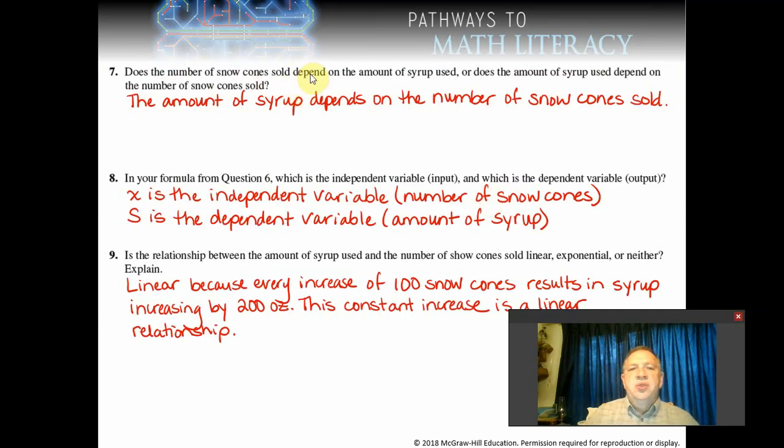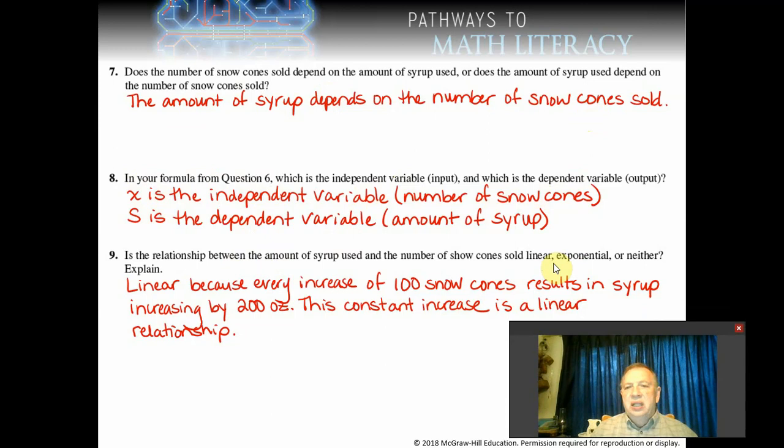Does the number of snow cones sold depend on the amount of syrup used? Or does the amount of syrup used depend on the number of snow cones sold? So which one is the independent variable and which one is the dependent? I need to know the number of snow cones, and then the amount of syrup depends on those numbers. And your formula from question 6, which is the independent variable, that's our X, the number of snow cones, and then S is the dependent, that's going to give us how much syrup we're going to use.